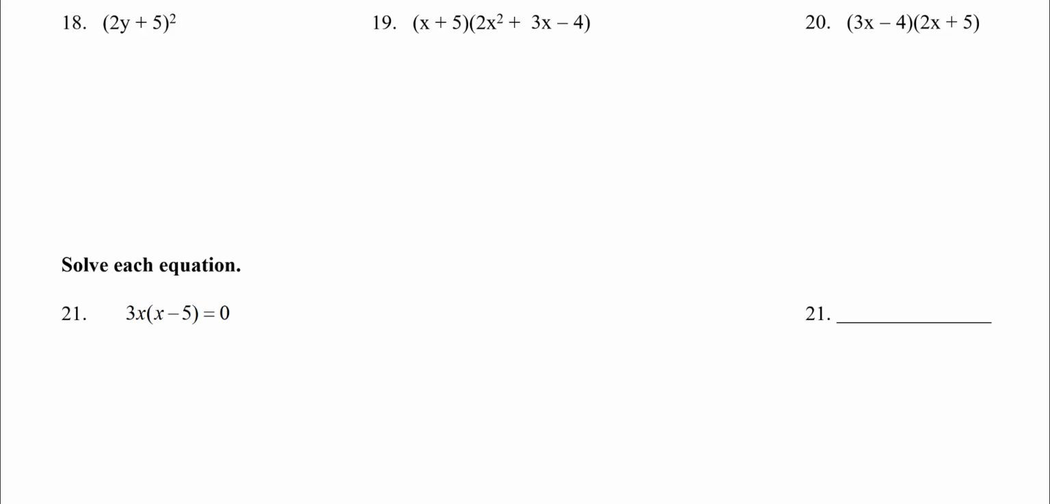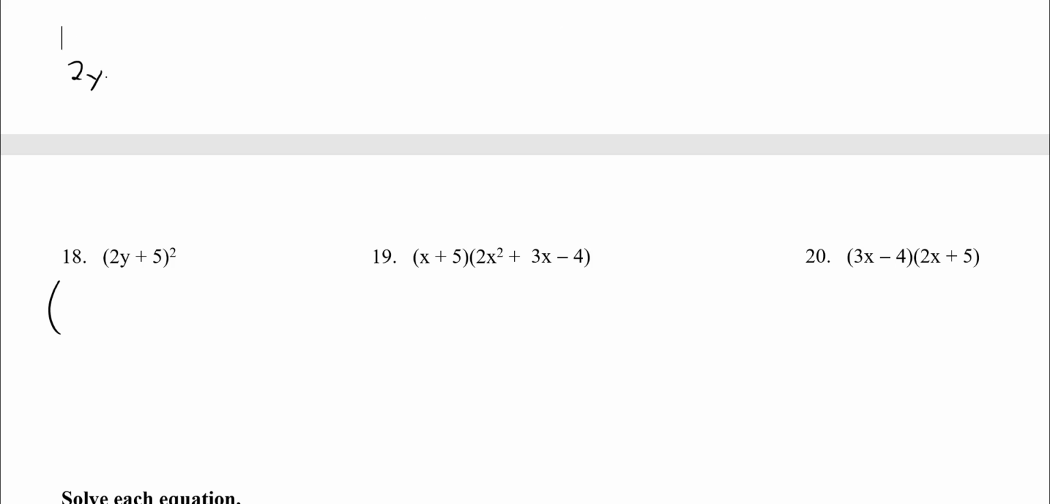Okay, so number 18, guys, you need to remember to write this twice. Because again, you're going to do FOIL here, so you've got to write it twice. 2y plus 5, 2y plus 5, and then you've got to FOIL it out. Okay, so let's do that.